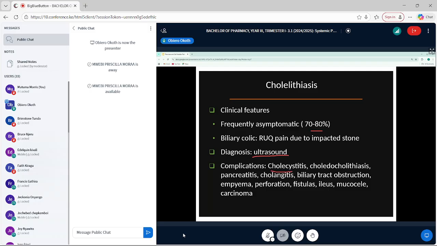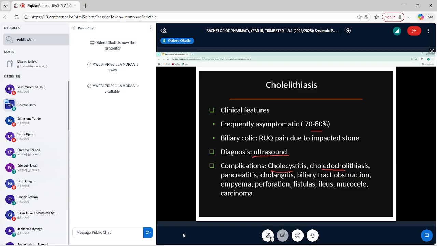They have a lot of complications. They can progress to inflammation of the gallbladder. They can block the biliary tract. This is choledocholithiasis, stones in the biliary tract. They can give you pancreatitis. We are going to see that. They can give you inflammation of the biliary duct. This is cholangitis. They can block the biliary tract, giving an obstructive jaundice.